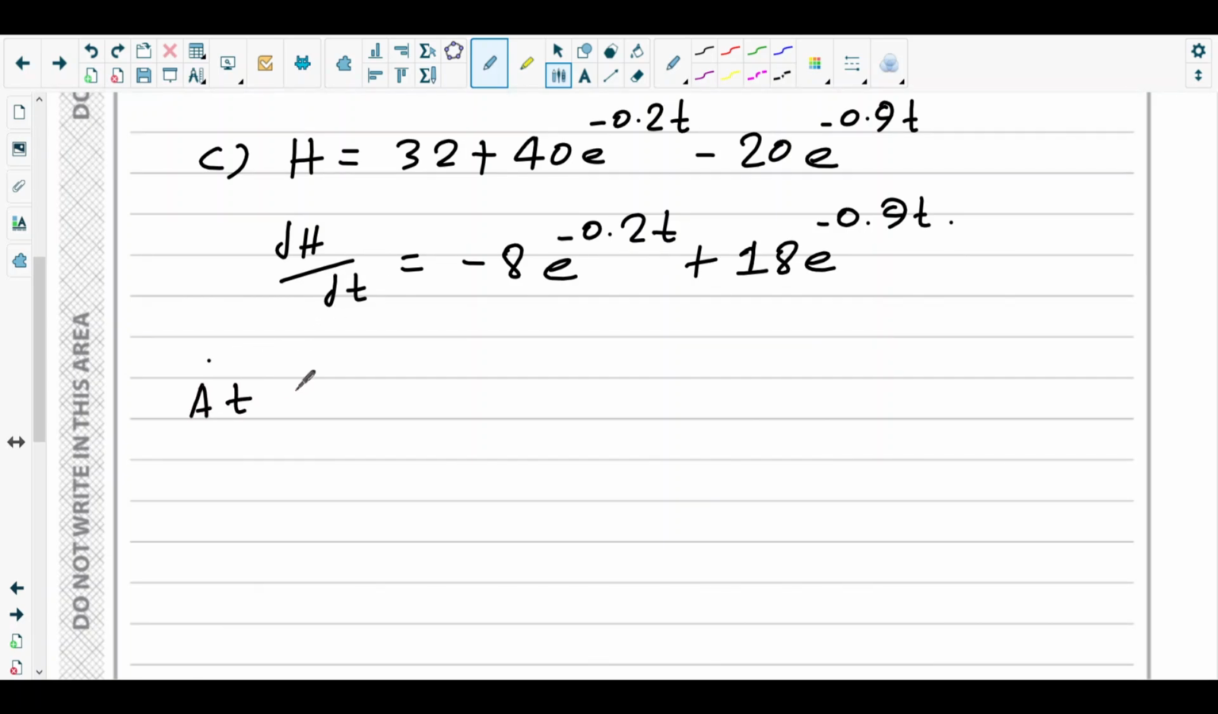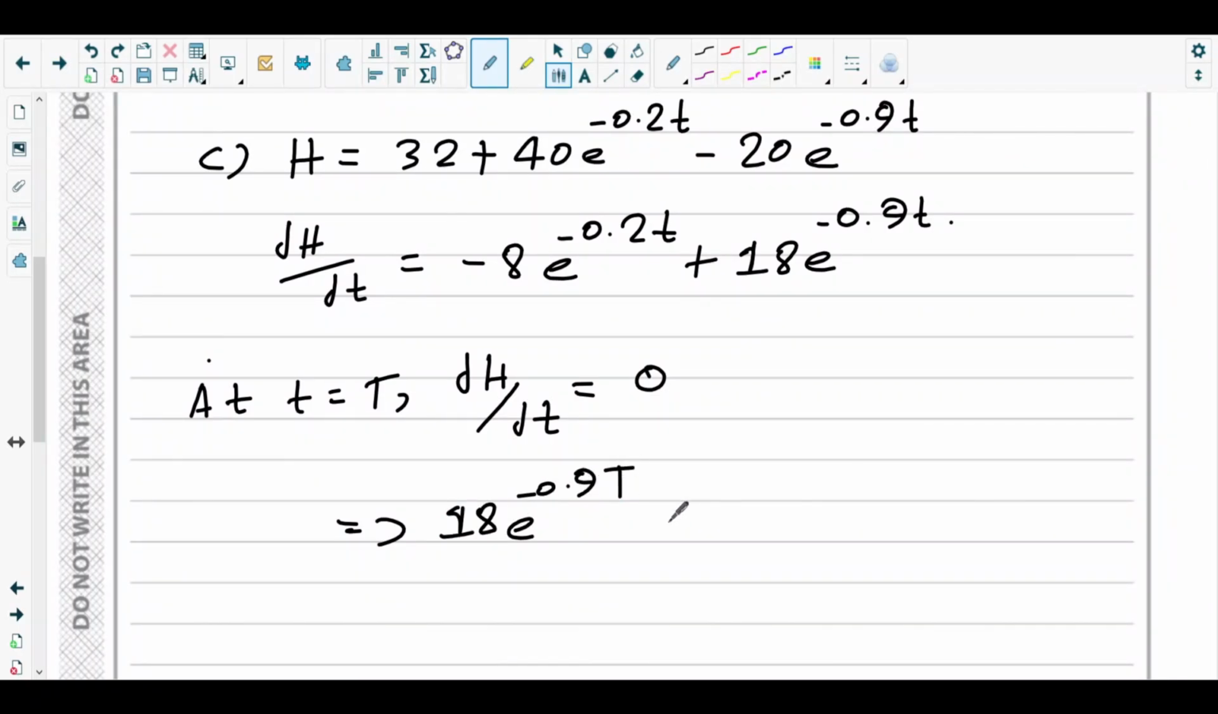Okay, so at t equals capital T, the rate will be the maximum, right? dH/dt is the rate of change of the heart rate of the horse. So dH/dt would be 0. So we can write 18 e^(-0.9T) minus 8 e^(-0.2T) equals 0.